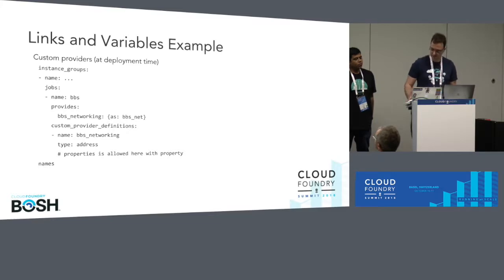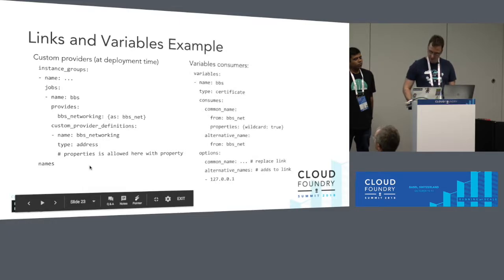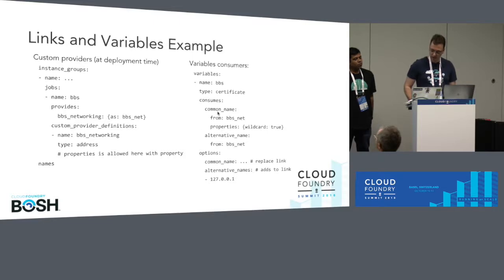So to show you an example of this, we have the usual variable section. And as you can see, this is a generated certificate, which consumes an alternative name from a link.